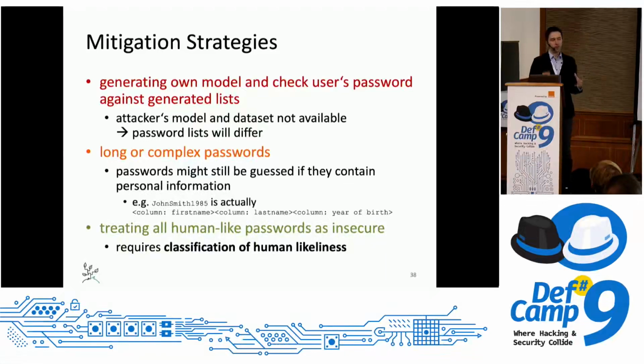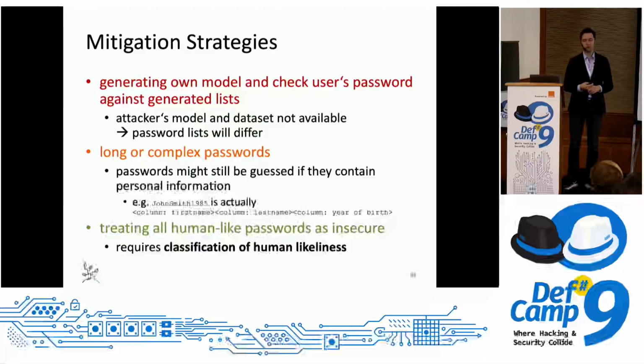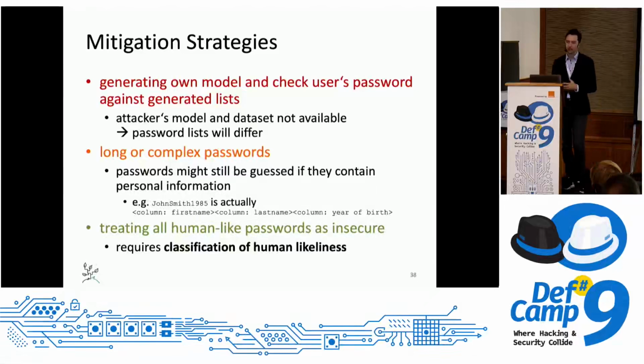So if you really want to make sure that you can't be attacked by this method, you have to treat all human-like passwords as insecure. That's a very radical approach. You could, for instance, warn your users that their password is like 70% human and therefore it could be attacked, and so on. You could also implement a password policy disallowing all human passwords. That would be very extreme, but still possible. But the thing is, how can you deal with that?